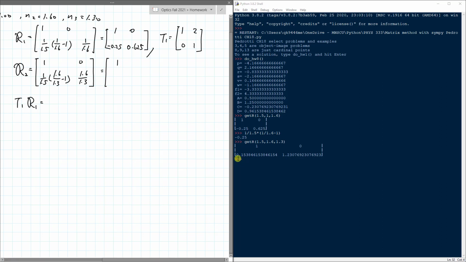So here's 1, 0.154, 0.154. I will keep 3 sig figs. 0, 1.23, 1.23. So that's our R2. So let's do some calculations here. T1, R1. I'll demonstrate how to do that. And this is 1, 2, 0, 1 times R1, which is 1, 0, minus 0.25 and 0.625. So let's skip the leading 0 to save some space.